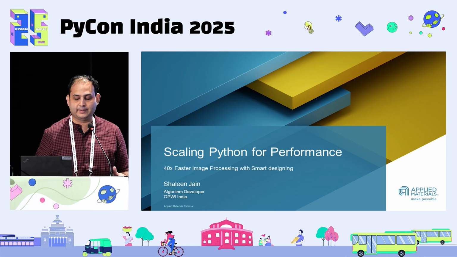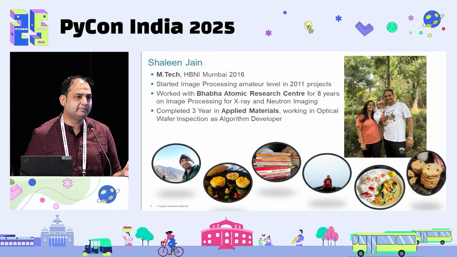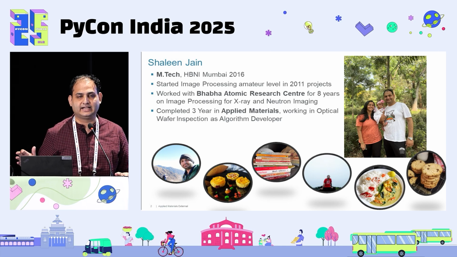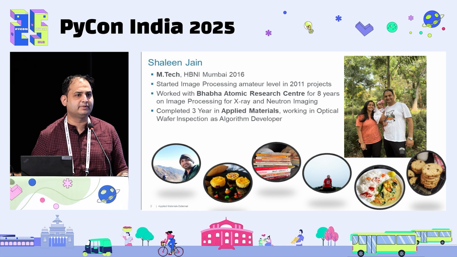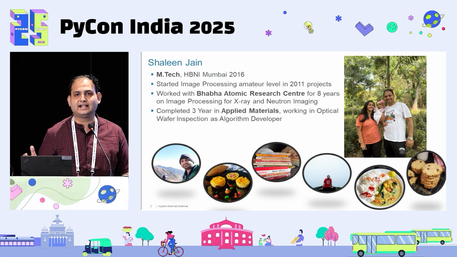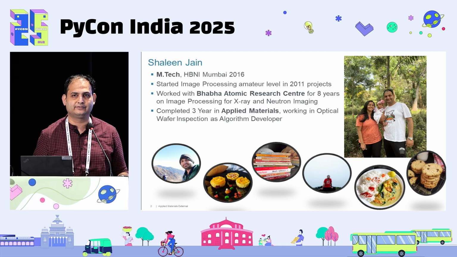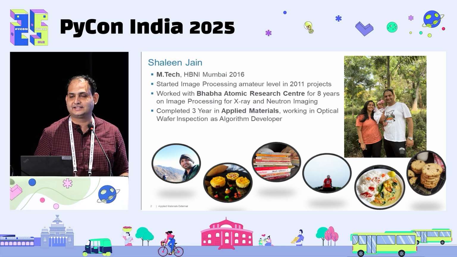Basically, first I'll tell who I am. I'm Shaleen Jain. I did my master's in 2016 from HBNI Mumbai, then worked for 8 years at Bhabha Atomic Research Center in X-ray imaging and neutron imaging. And not just that, I started my image processing journey a little early in my grad days, using some amateur image processing robots, color tracing robots, object capturing robots, all those kinds of things. And this image processing didn't stop me from finding a new job. So now I'm with Applied Materials for 3 years.